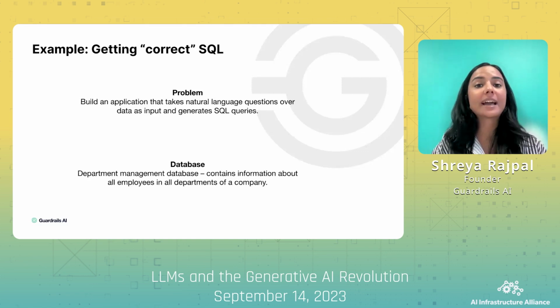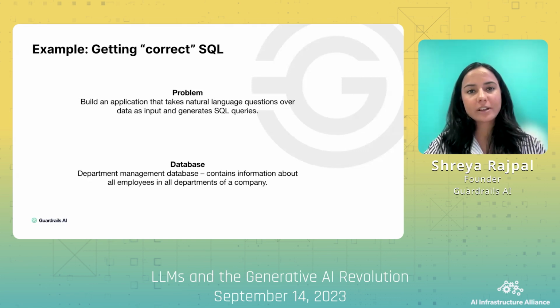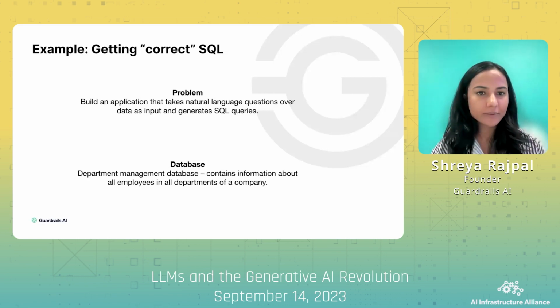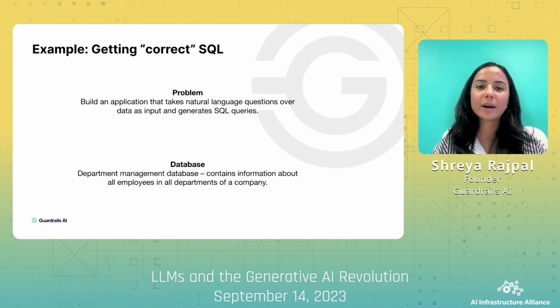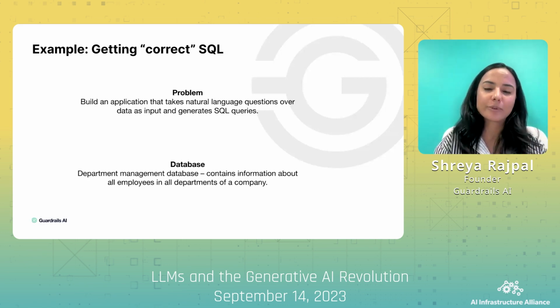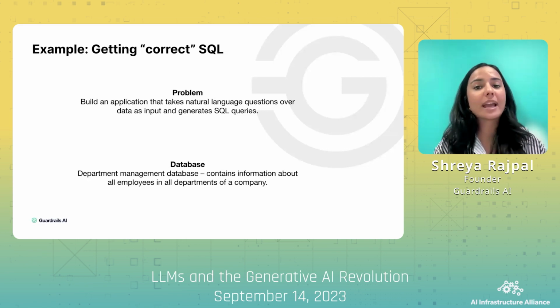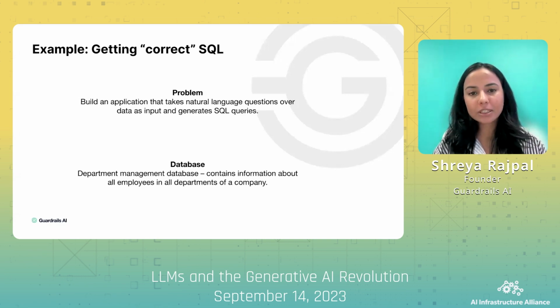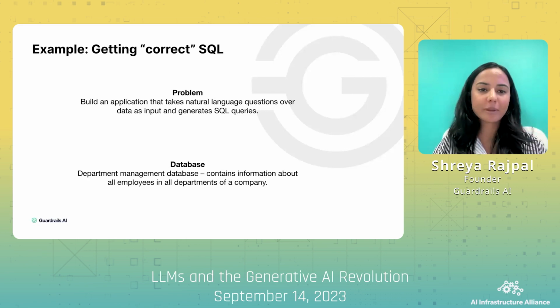So let's say that you're building a text to SQL application where your correctness criteria is making sure that you get correct SQL, so SQL that can actually run on the database without throwing any errors. You want a user to come to your application and ask a natural language question over your data. Then for that question, you want to generate a SQL query where once you execute that SQL query, it should generate the right output. For the purposes of this example, the database is a department management database. So let's say this database contains information about all employees in a department of any company. This is a toy data set to demonstrate the issue at hand.